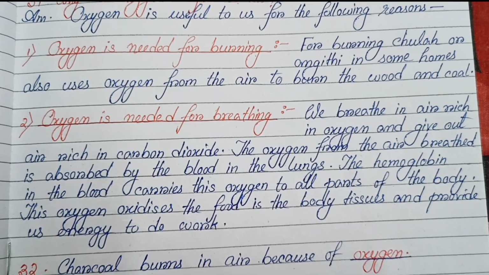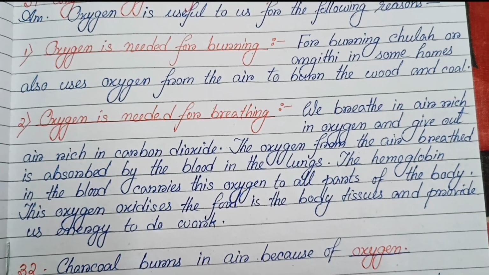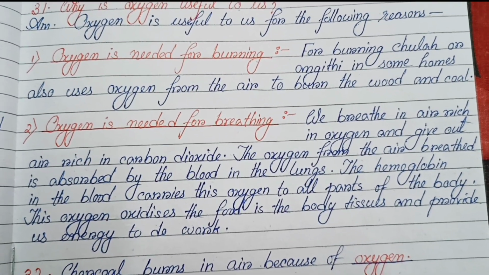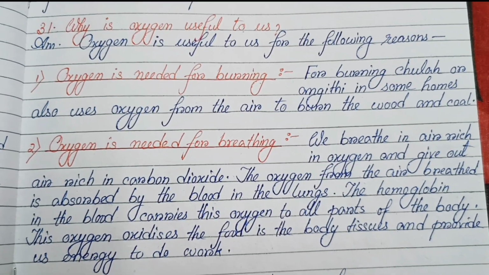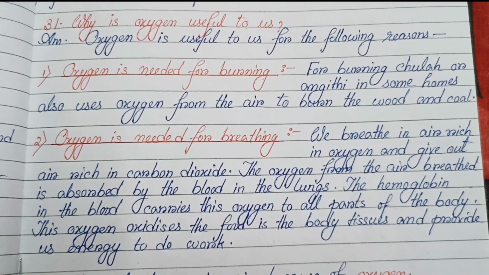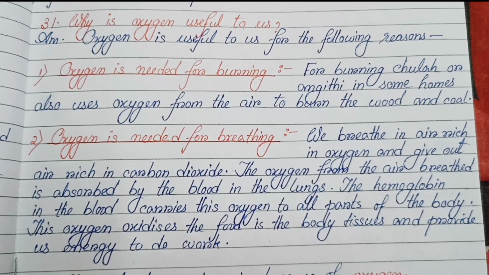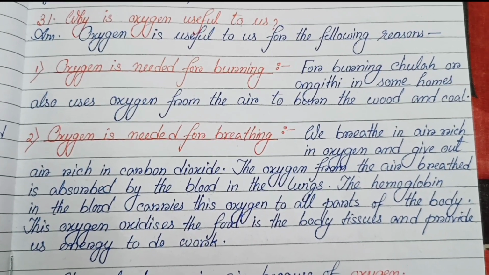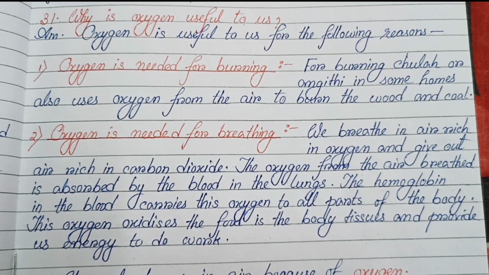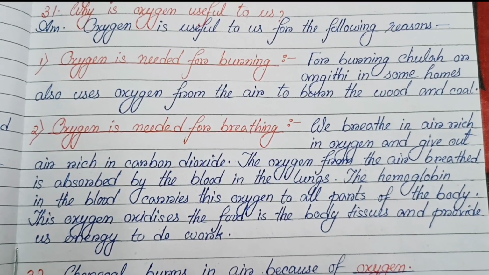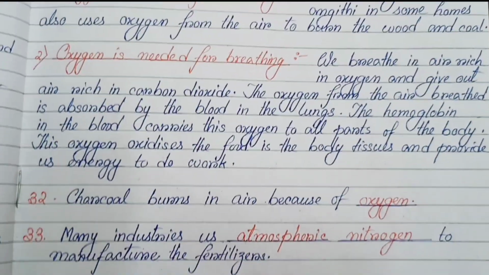We breathe in air rich in oxygen and give out air rich in carbon dioxide. The oxygen from the air breathed is absorbed by the blood in the lungs. The hemoglobin in the blood carries this oxygen to all parts of the body. This oxygen oxidizes the food in the body tissues and provides us energy to do work.